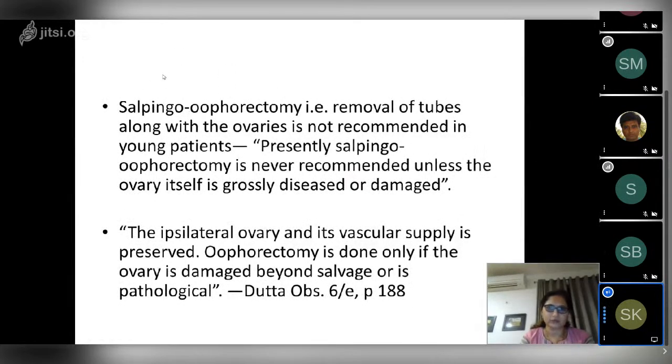As I discussed, salpingo-oophorectomy is the removal of the tubes along with the ovaries, and it is not recommended in young patients. Presently, salpingo-oophorectomy is never recommended unless the ovary itself is grossly diseased or damaged. The vascular supply of the ipsilateral ovary is preserved, and oophorectomy is done if the ovary is damaged beyond salvage or is pathological. So these are some of the important points you have to remember.